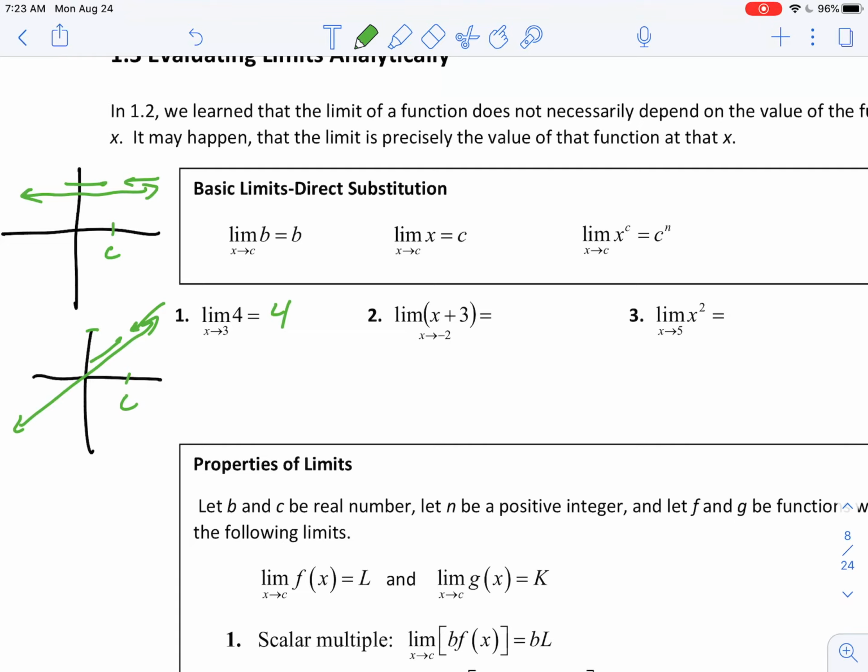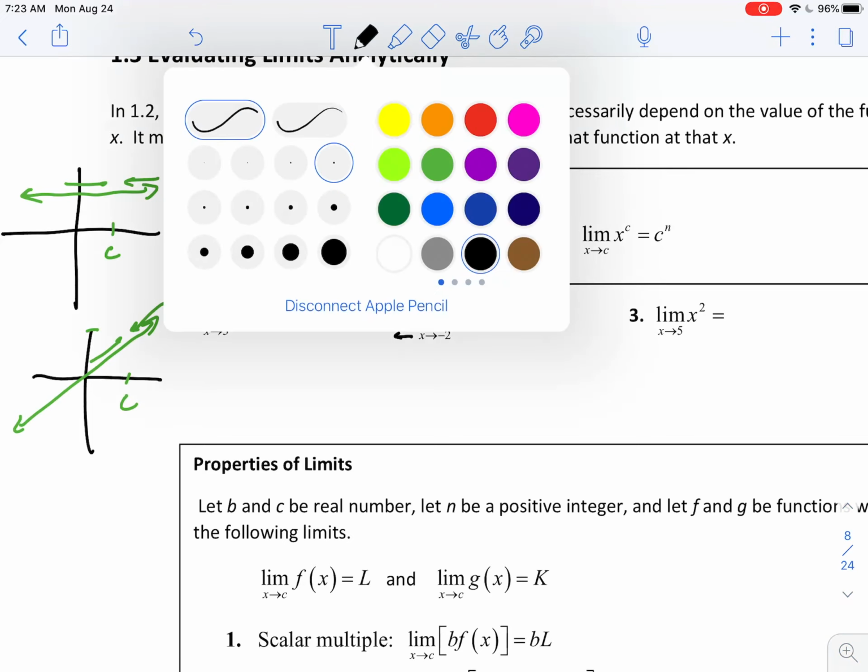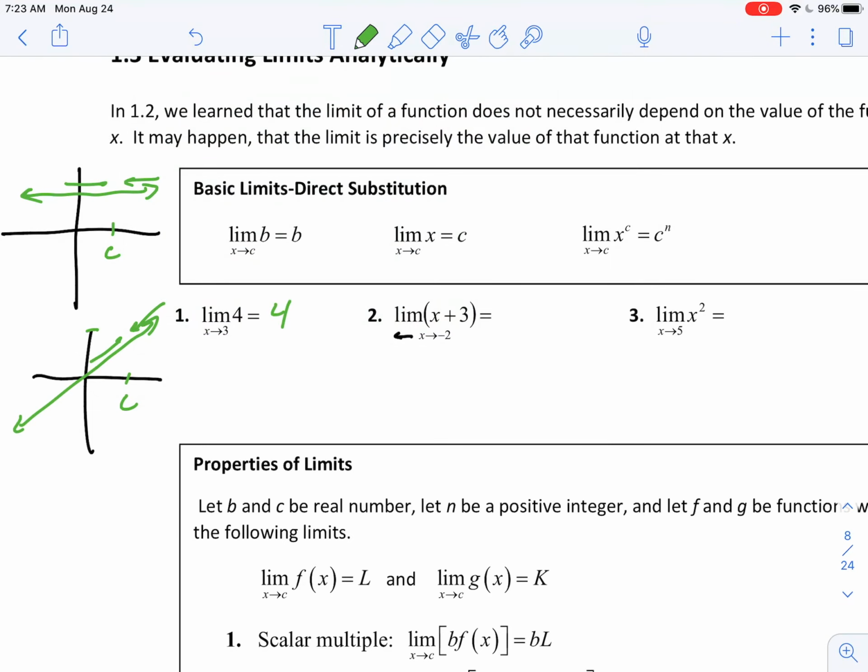Down below, it's the limit as x approaches negative 2 of x plus 3. X plus 3 is still a linear function, so I can just go ahead and plug in negative 2 for my x, and negative 2 plus 3 is 1. So the limit as x approaches negative 2 of x plus 3 is 1.